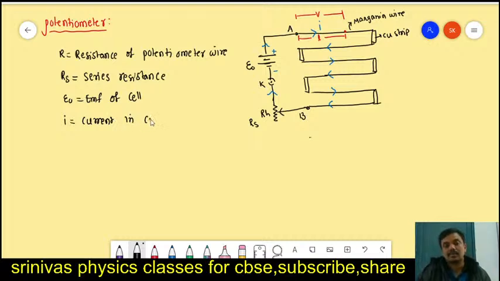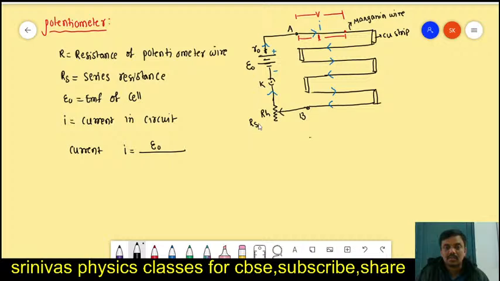Now, how to find the current in this circuit? Current is equal to effective EMF divided by effective resistance. The effective EMF is E0, and the total resistance in the circuit includes the internal resistance of the cell, which we consider as R0. R0 is the internal resistance of the cell.